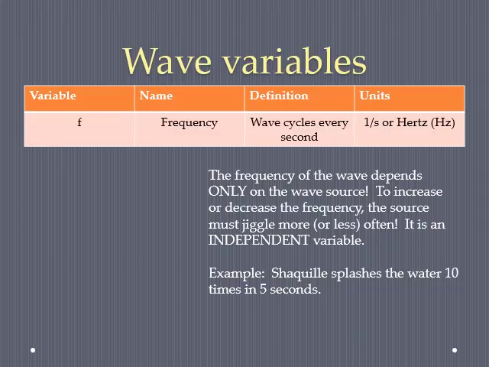Something interesting about frequency is that it depends entirely on the wave source, which means that if you want a wave to have a low frequency, the wave source should jiggle slowly. It should only move up and down very few times every second. If you want to increase the wave frequency, the wave source has to change. It has to jiggle up and down more frequently. That makes it an independent variable because it's not going to be impacted by any of the other variables that we're going to discuss. We will have a variables quiz.